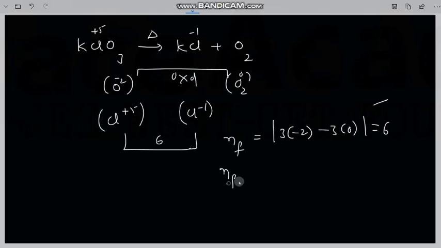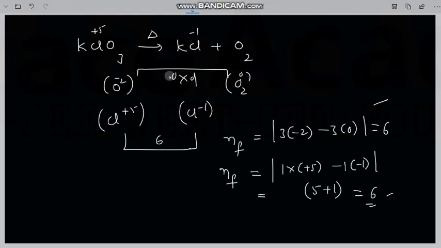See the n factor when we consider the reduction reaction for KClO3 to KCl: we have 1 into the oxidation state of chlorine, plus 5, minus 1 into the oxidation state of chlorine in the product, minus 1. So how much came? 5 plus 1 is equal to 6. In both cases, we got the same answer. So 6 is the n factor of potassium chlorate in the given decomposition reaction.